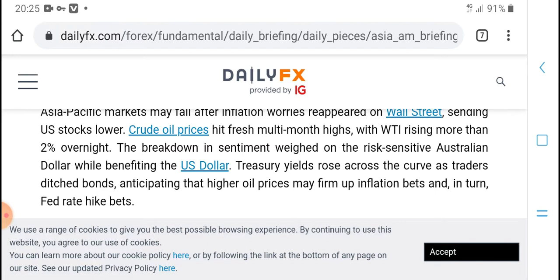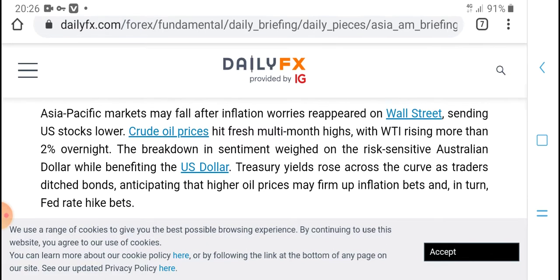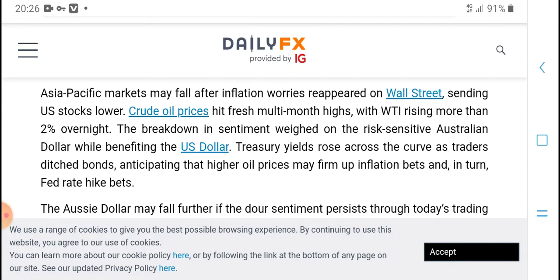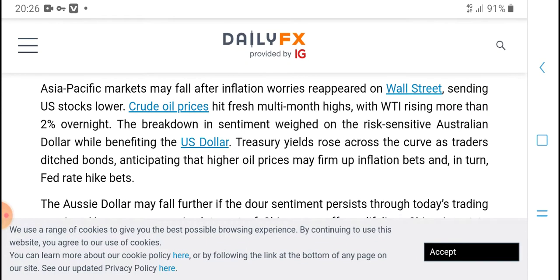2%. Our light breakdown in the system within the risk centered Australian dollar with a benefit in the USD. Interest rate traders and bond traders attempted, with high oil price and inflation information beating expectations.